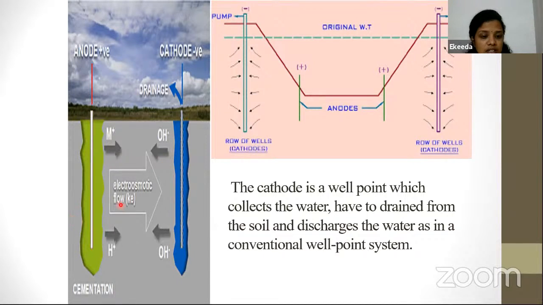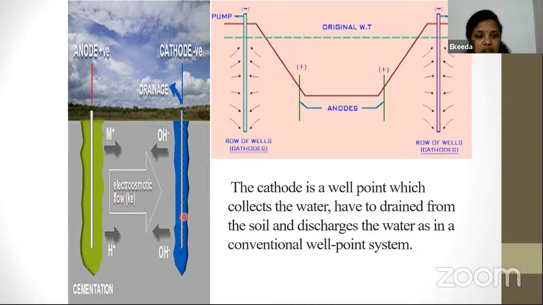See how the electric charge will move in between this, and the water or the pore water inside the soil mass will split into H positive and OH negative. H positive will move towards the cathode and OH negative will move towards the anode. The cathode is a well. So here this is a well point which collects the water.